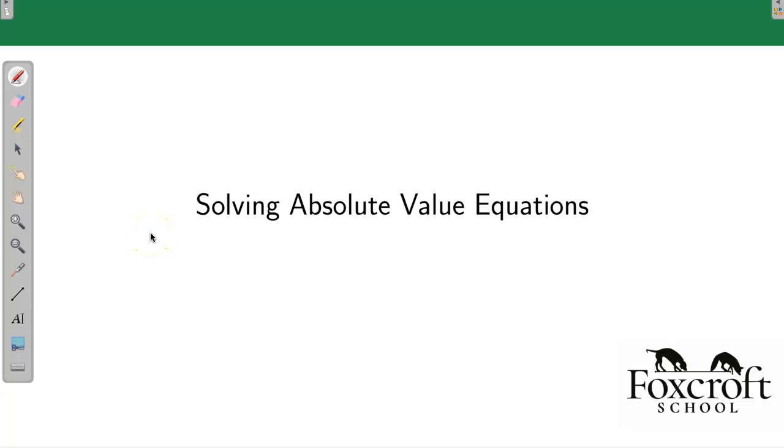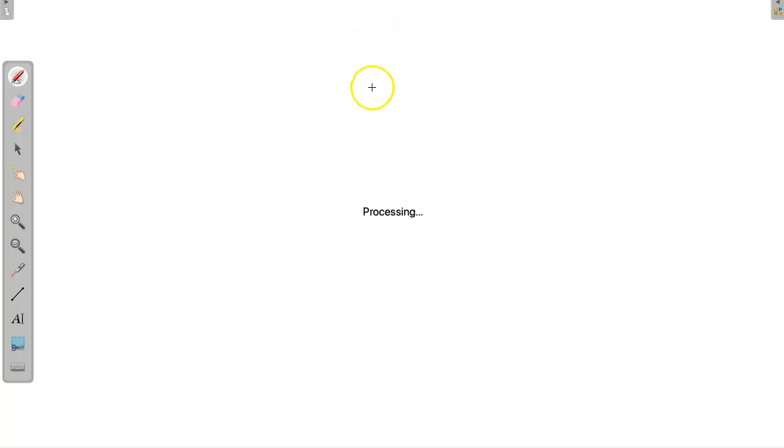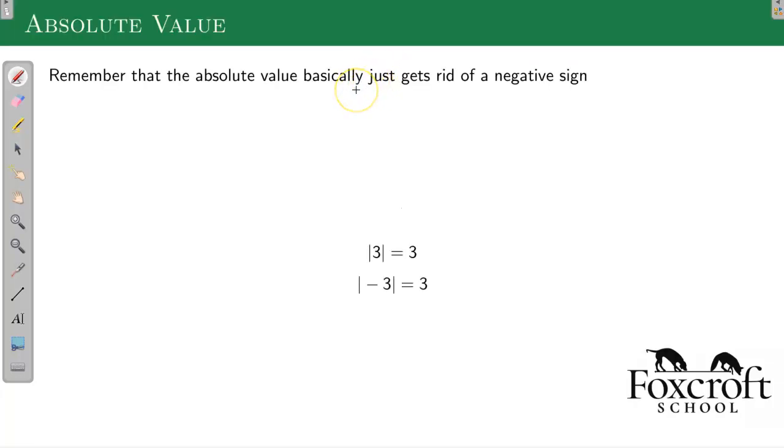In this video, we're going to talk about solving equations that have absolute values. Alright, so the important thing to remember with an absolute value is that they're going to get rid of a negative sign. So the absolute value of 3 is equal to 3, but also the absolute value of negative 3 is equal to 3.